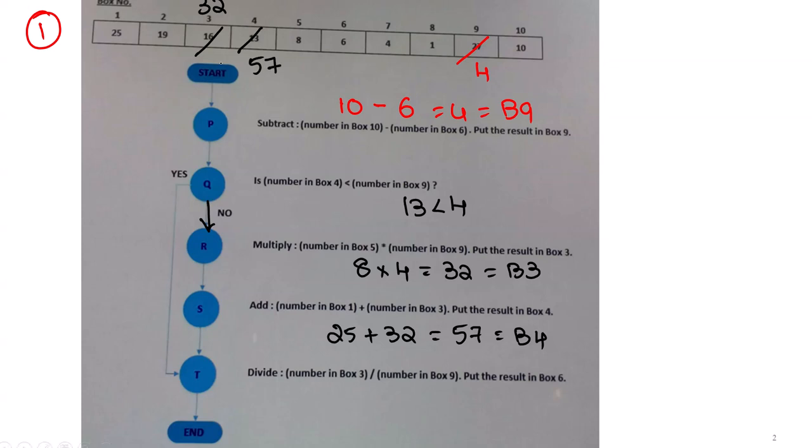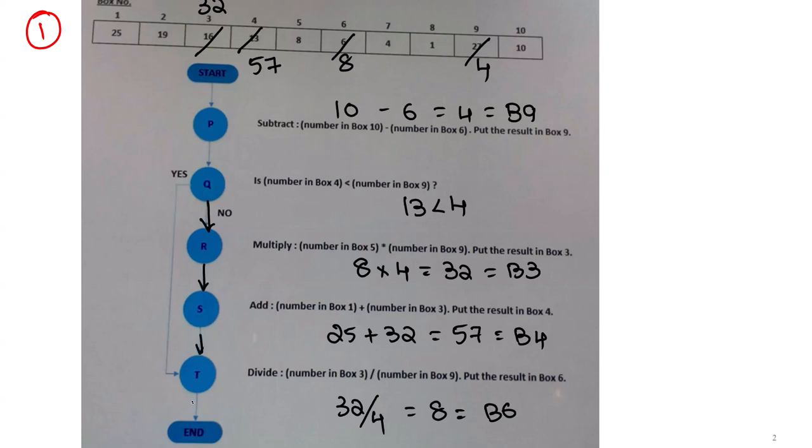Now finally, the number in box 3, which is 32, we have to divide by number in box 9, which is 4. The result is 8. That should be updated in box 6. Essentially, number in box 10 minus number in box 6, 10 minus 6 is equal to 4, that we updated in box 9. Then you see step by step we are going. If that is true, we have to go for the last step, but here that failed, so we are going for the next. This path we are following, and we end.